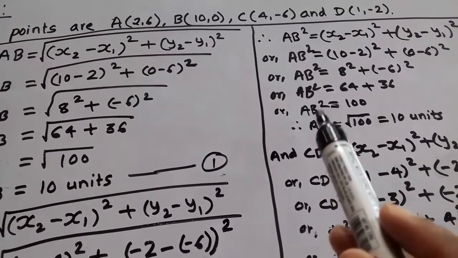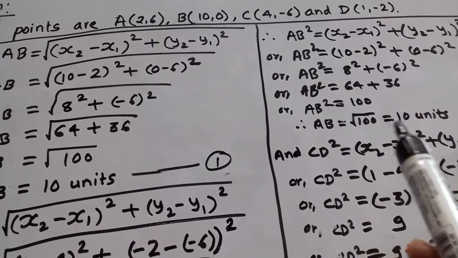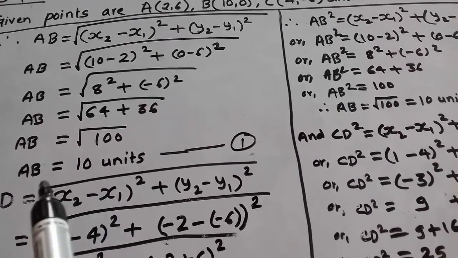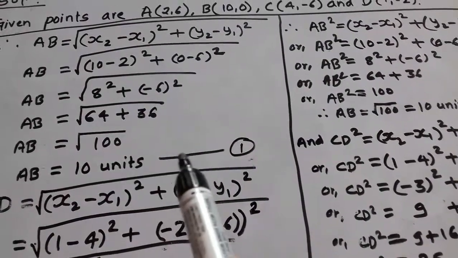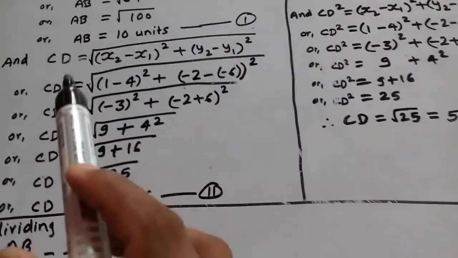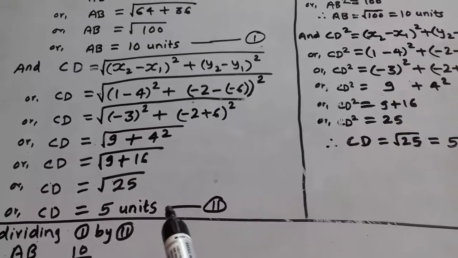When we write AB, then this square goes to the other side and becomes a square root, and the square root of 100 is 10 units. From both processes we get AB equals 10 units. Similarly, from both processes we get CD equals 5 units.